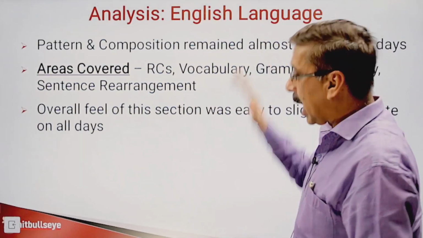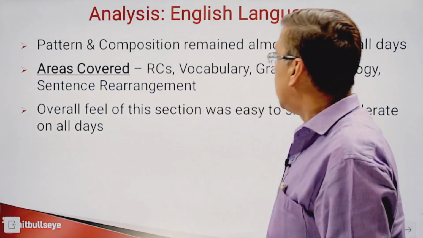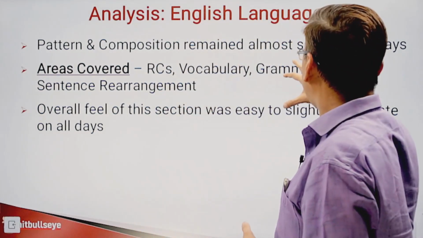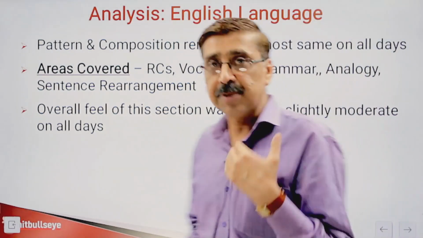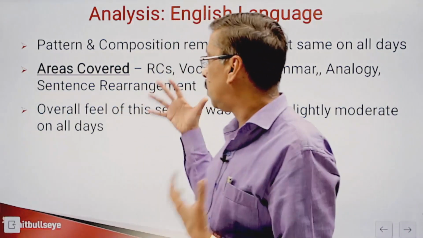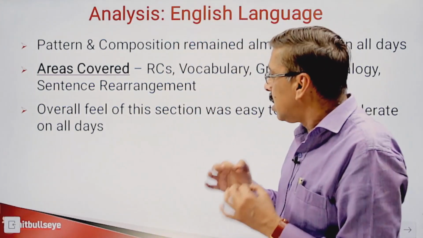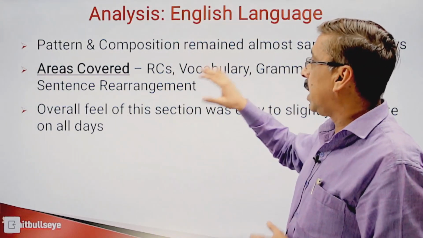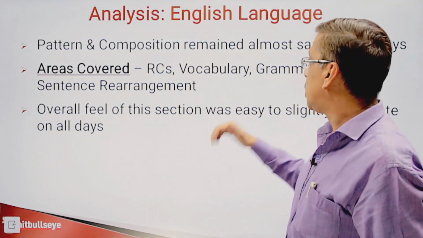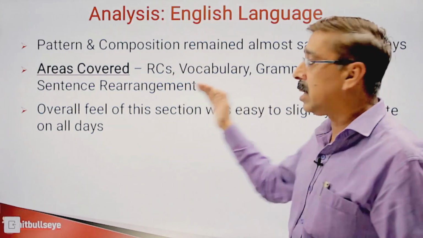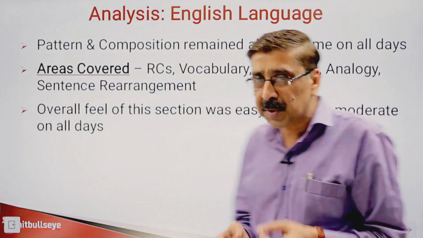So guys, English language. Now what generally comes in, and what came in English language this time also? If you look at the pattern, the composition remained almost the same on all days, from 15th to 20th July, with a little variation. So the areas covered in this language section, as usual, were reading comprehension, vocabulary, grammar, analogy, sentence rearrangement, right? And the overall feel of this section was again very easy to slightly moderate.